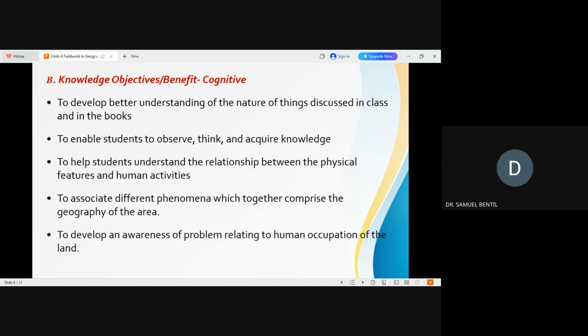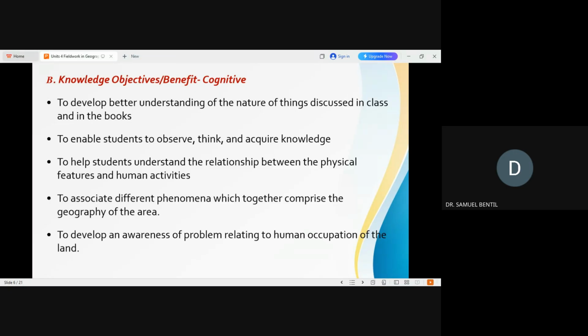Then the knowledge benefits, or the knowledge objective, or the benefits in terms of cognitive. We are saying that fieldwork helps to develop a better understanding of the nature of things discussed in the class or in the books. Yeah, so some of the things that are stated in the textbook that students read or teachers teach in the classroom, when you take them to the field, it gives a better understanding of it.